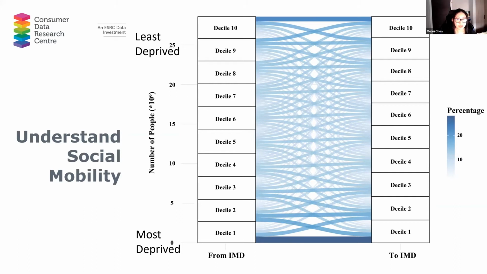The lines connect deciles from origins to destinations and represent the percentage of population movers. The thicker line represents a greater change in social mobility. The population at decile 1 and decile 10 tend to remain at the same deciles, while residents living in the central deciles, for example deciles 3 to 7, present more diverse patterns. But it's hard to say from this plot how they changed between different deciles.